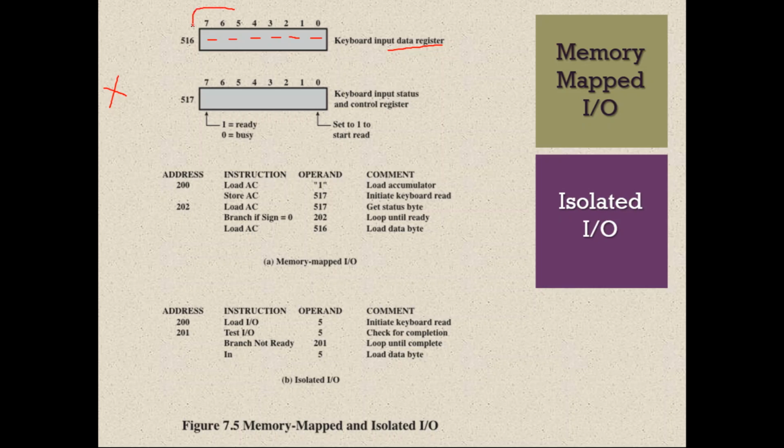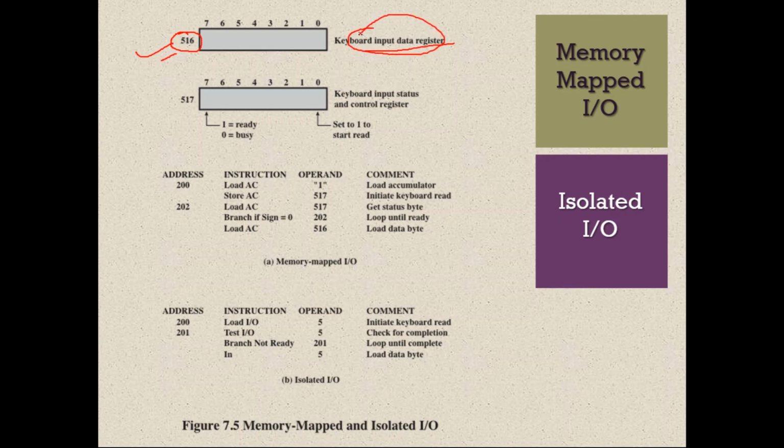So this data register is present where? It is present inside the keyboard. So whatever the user types, first it will go here. This data register is referred to using the address 516. This address 516 refers to the input data register of the keyboard. This is the first point. So whenever I say 516, it means the input data register of the keyboard.